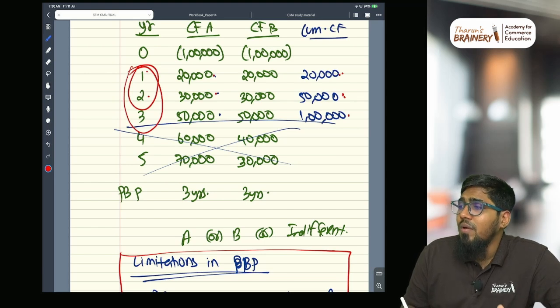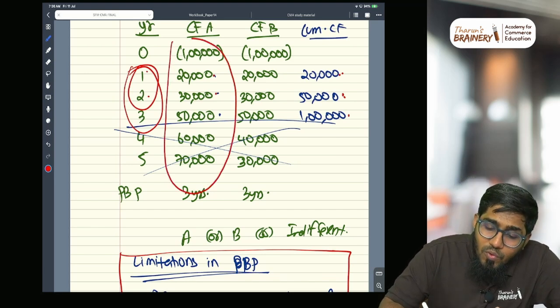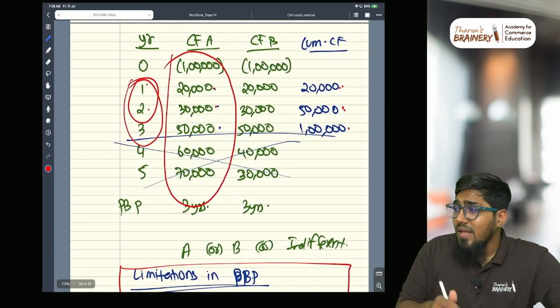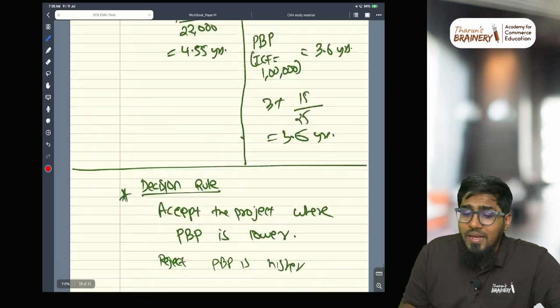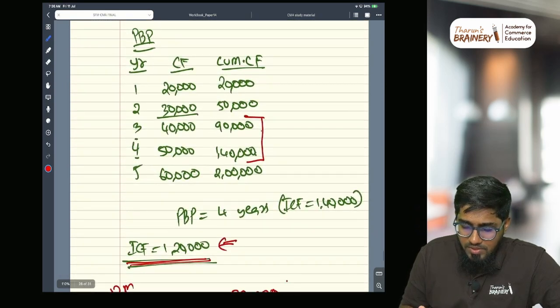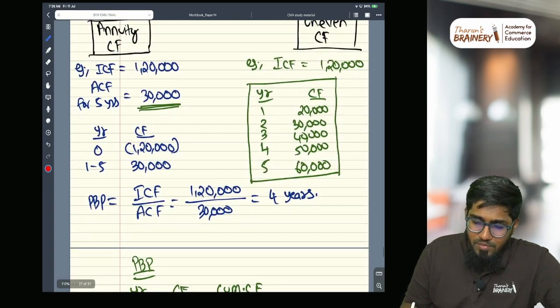Then what you have to do? First you discount these cash flows. If you discount, everything will come in present value, then you can add. So let me just take an example. I will take this example only.